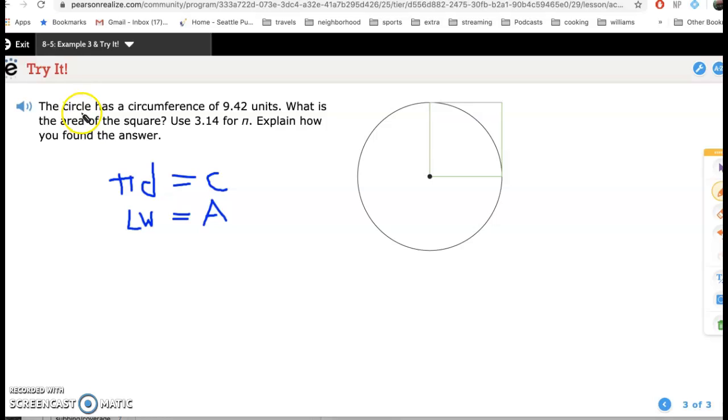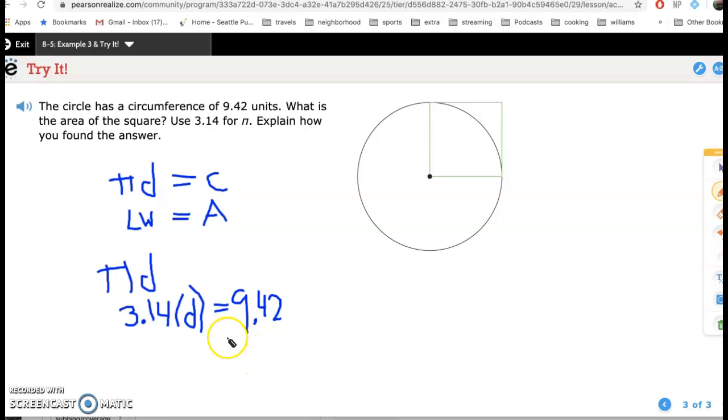To figure this out, we have the circle with a circumference of 9.42. So we know that pi times d, in this case I'll just use 3.14 times d, gives me 9.42. Okay, so we know that, right? Because this is our representation of pi times the diameter gives us 9.42.